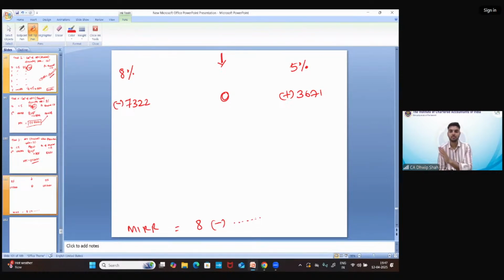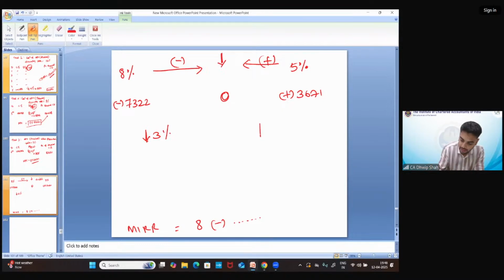Yes or no? Less than 8 and more than 5, because zero is lying between 8 and 5. So 8 minus something. Now let's calculate that something using interpolation, by reducing my discounting rate by 3%. How did 3% come? From 8 to 5 in the trials. First trial was 8, second was 5. My NPV increased. By how much rupees? It increased by 7322 plus 3671. Are you following? By decreasing the discounting rate, my NPV increased by 7322 plus 3671.